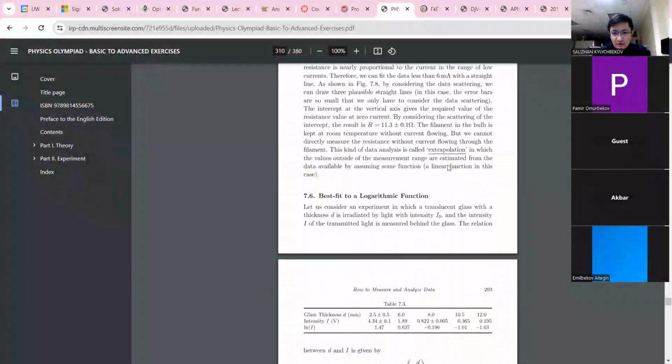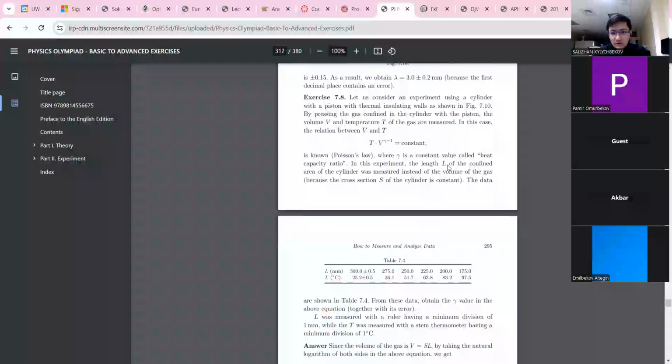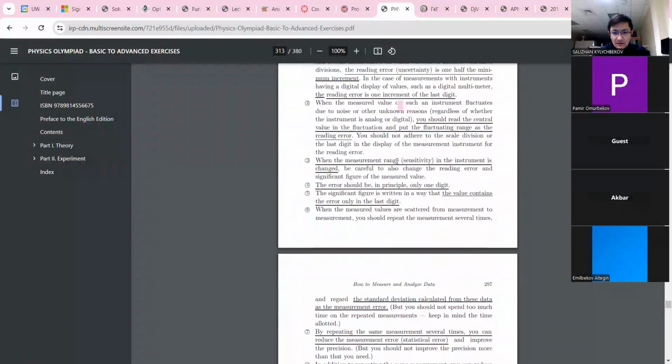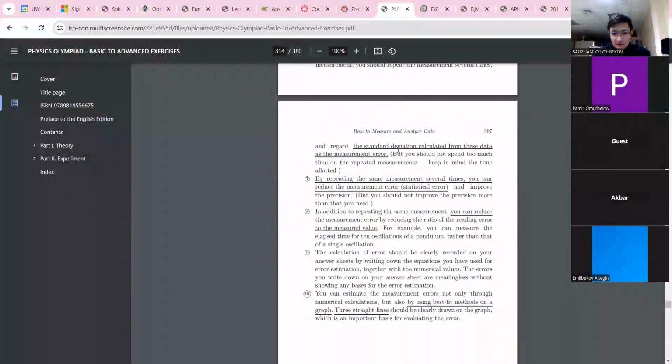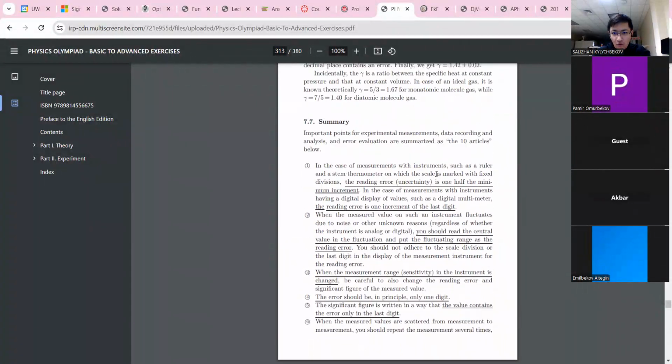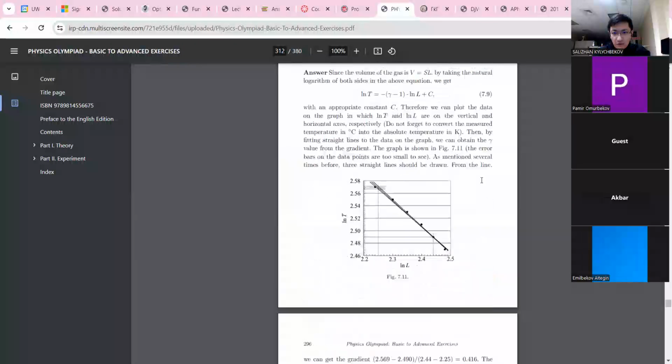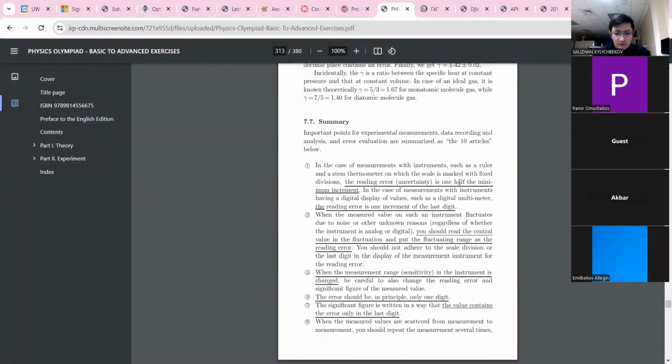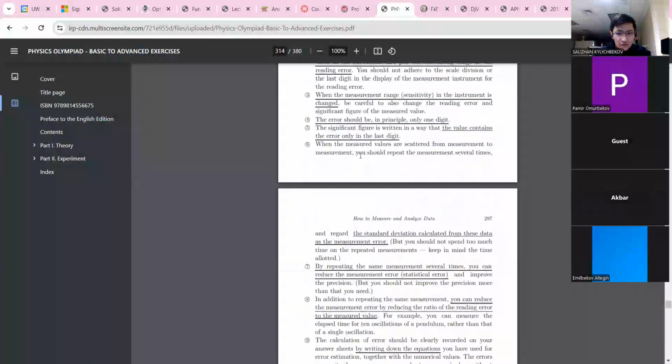So those things. I'm just quickly going through this book so that you know what to expect and how to do those. So in the end, this book basically summarizes, and as I said, it's all focused on IPhO, the International Physics Olympiad. IPhO is not too much different from other Olympiads.